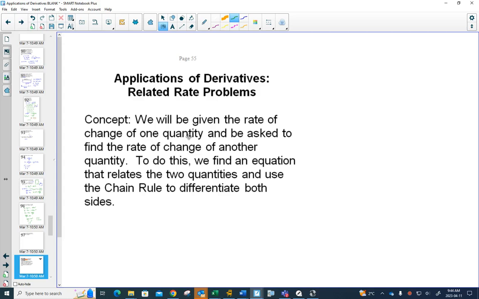So here's the big idea. We will be given a rate of change of one thing, and then try to find the rate of change of another thing. And this is going to bring back our implicit differentiation and our chain rule idea to figure this out.